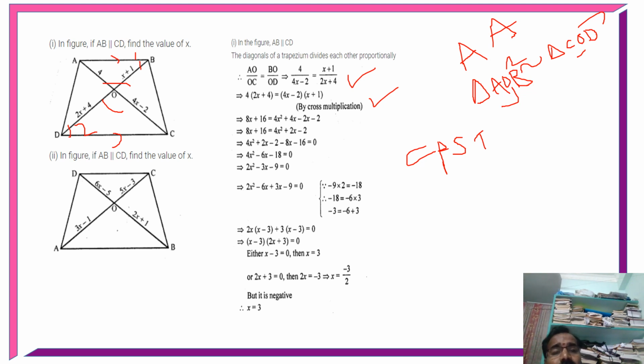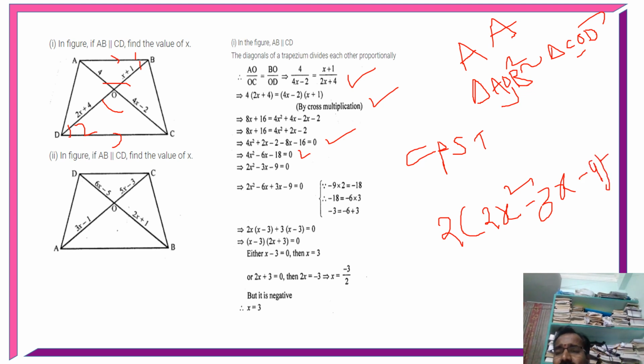After simplification, 8x plus 16 equals 4x square plus 2x minus 2. After writing all terms on one side of the equality, we have 4x square plus 2x minus 2 minus 8x minus 16. Combining like terms: 4x square minus 8x plus 2x is minus 6x, and minus 16 minus 2, both negative, add up to minus 18, equal to 0. To simplify, 2 is factorized: 2 of 2x square minus 3x minus 9 equals 0.